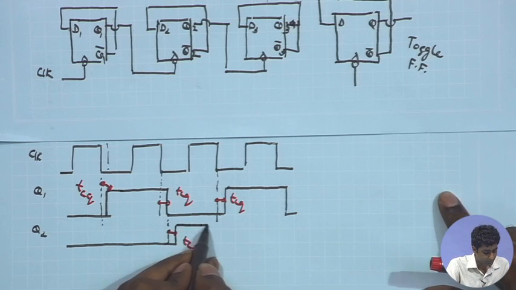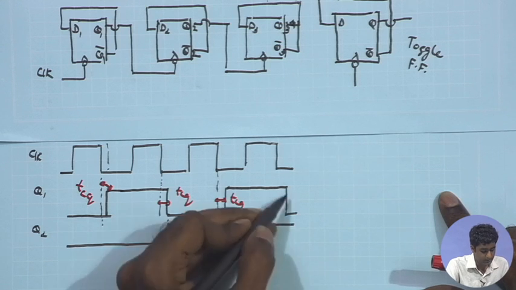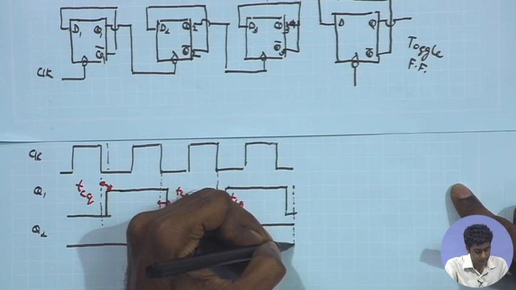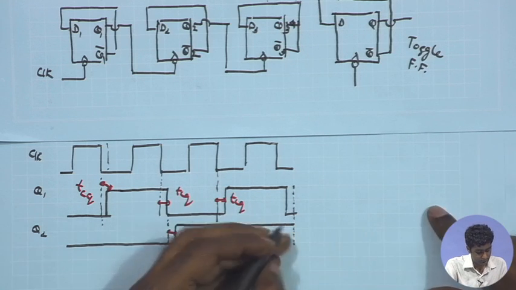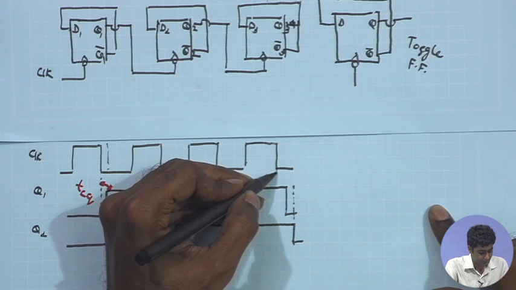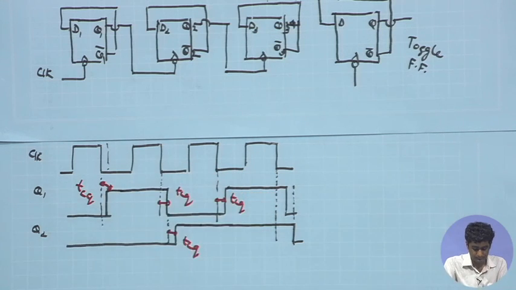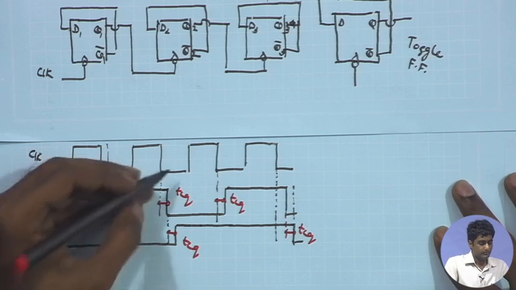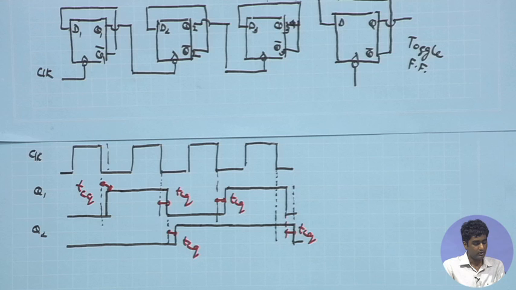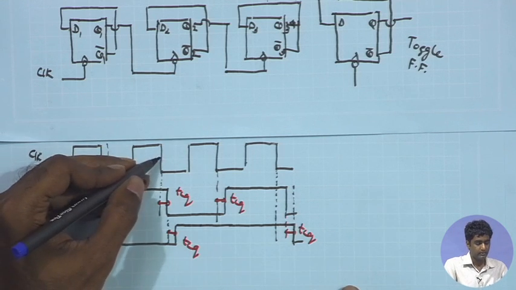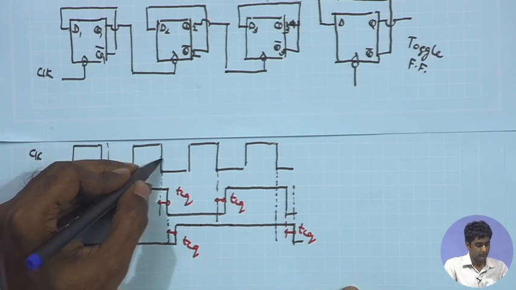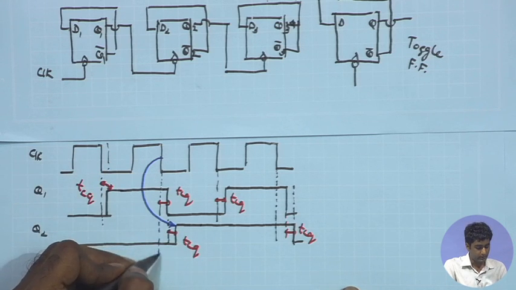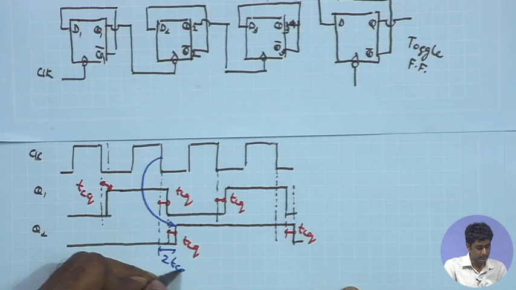Likewise, at this point, once again it is going to transition after a delay T C Q. So, with respect to this, another T C Q. So, if I look at the delay of the transition of Q2 with respect to the original negative edge of the clock, we can see there is going to be a 2 T C Q delay. So, with respect to the negative edge of the clock, you have 2 T C Q delay for Q2.